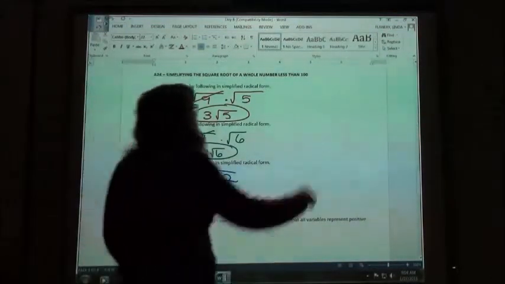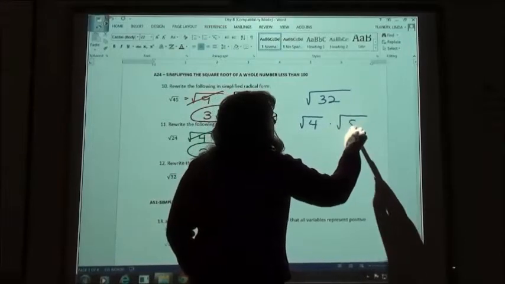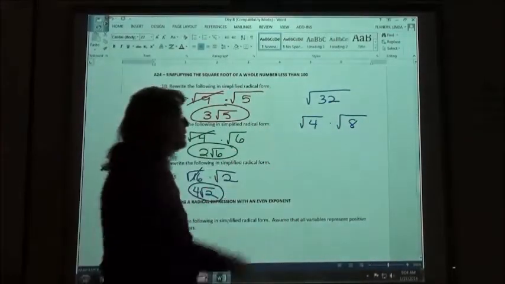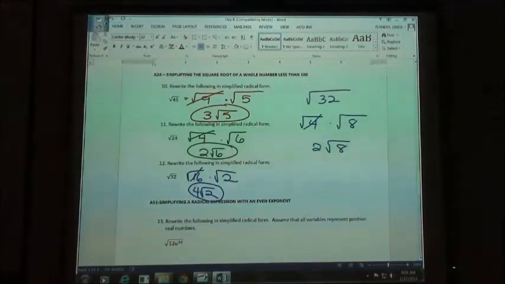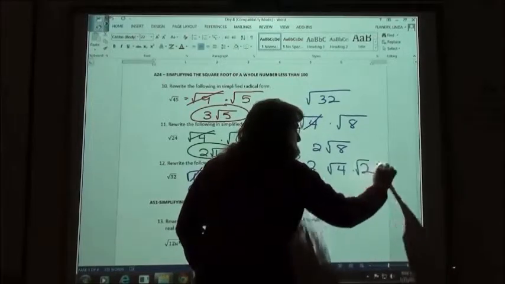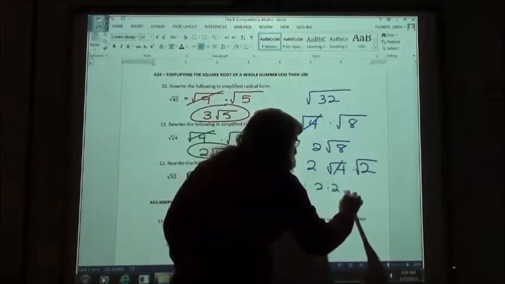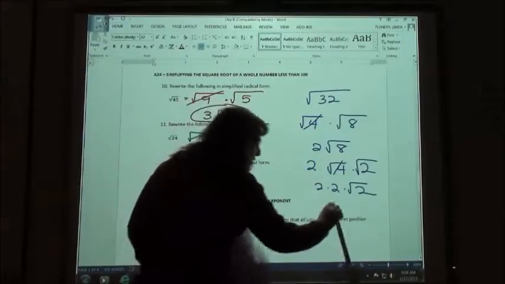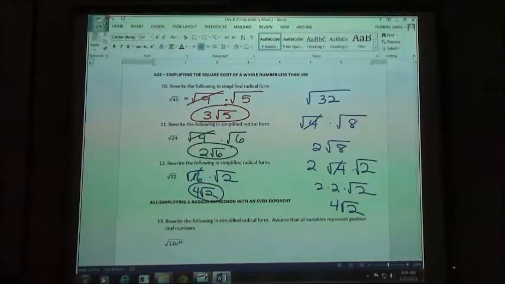Now what happens if Charlene said it's 4? Okay? 4 times what is 32? 8. Square root of 4 is 2, and I get 2 square root of 8. If I put 2 square root of 8 in, they're going to tell me it can be simplified further because 8 can be factored out, right? 8 can be written as 4 times 2. And then I can take the square root of the 4 again. So now I have 2 times 2 times the square root of 2. And 2 times 2 is 4 times the square root of 2. So I can get there eventually, but we don't want that one. If you find the biggest one first, it was a whole lot shorter, right?